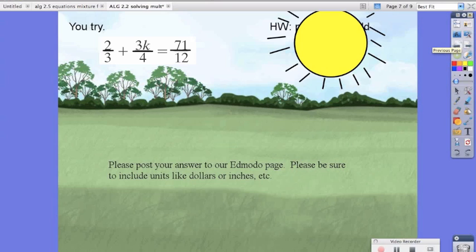So now it's your turn. Why don't you try to solve 2/3 plus 3k/4 equals 71/12. Once you've done this, please post your answer to Edmodo. Please be sure to include any units if necessary. And the first person will start and everyone else will just continue on that thread.